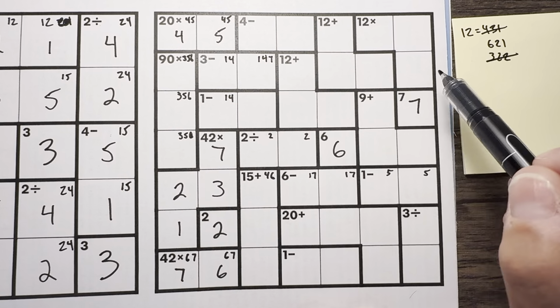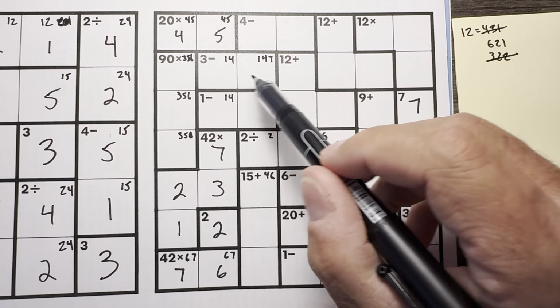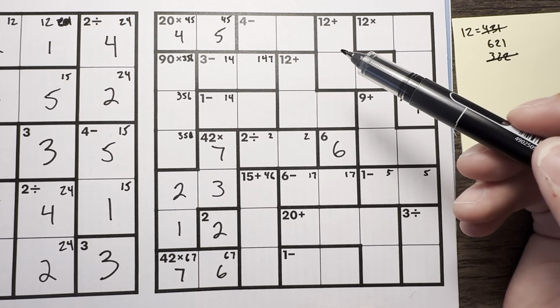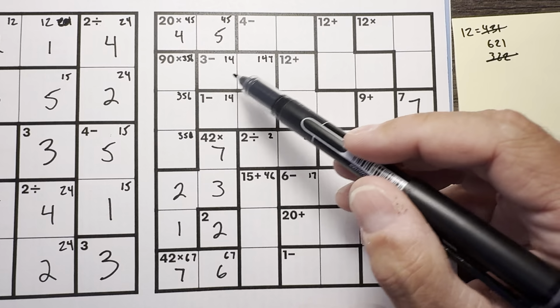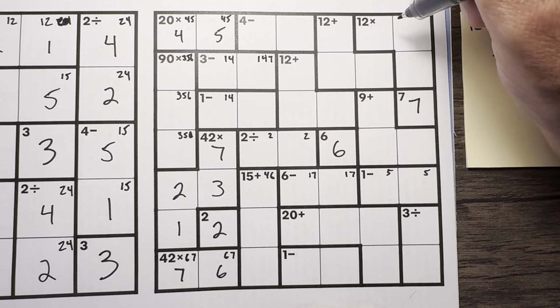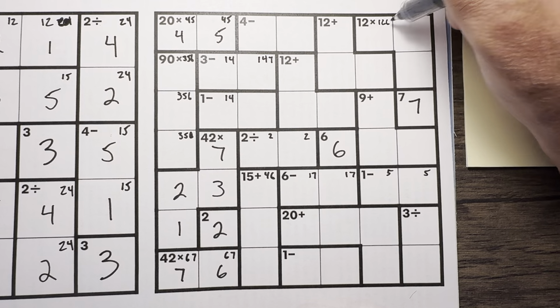I almost told myself that I can't put a 1 here because of this, but that's not the case. This could be 4, 7. Those 1s are just other possibilities. Anyway, so this is 1, 2, 6.